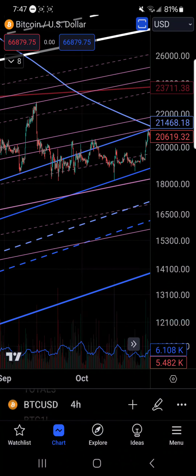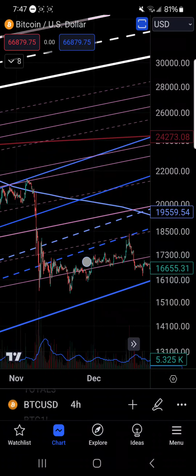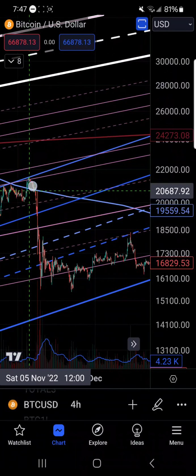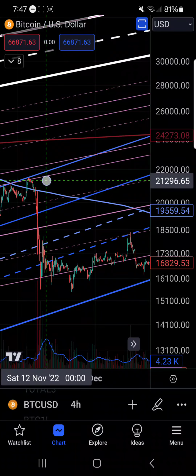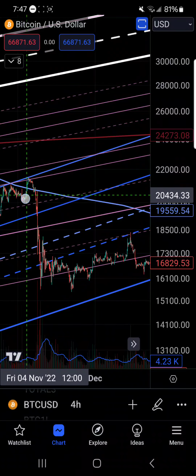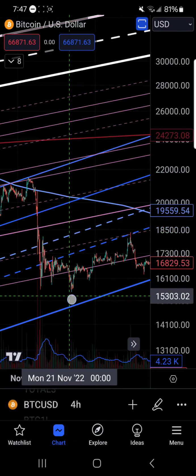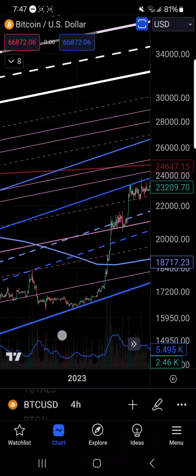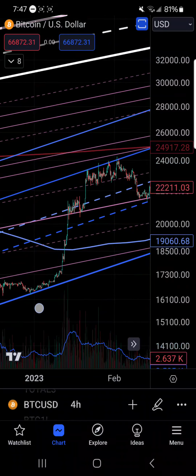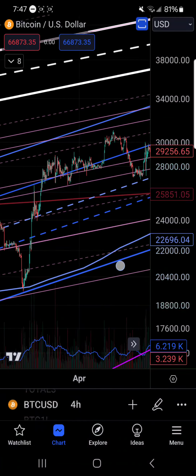But we're all the way back in September now. This is when we started interacting with the channel right here with the FTX collapse. This was a channel I had created right prior to the FTX collapse, or maybe just afterwards, interacting with previous channels on the chart.